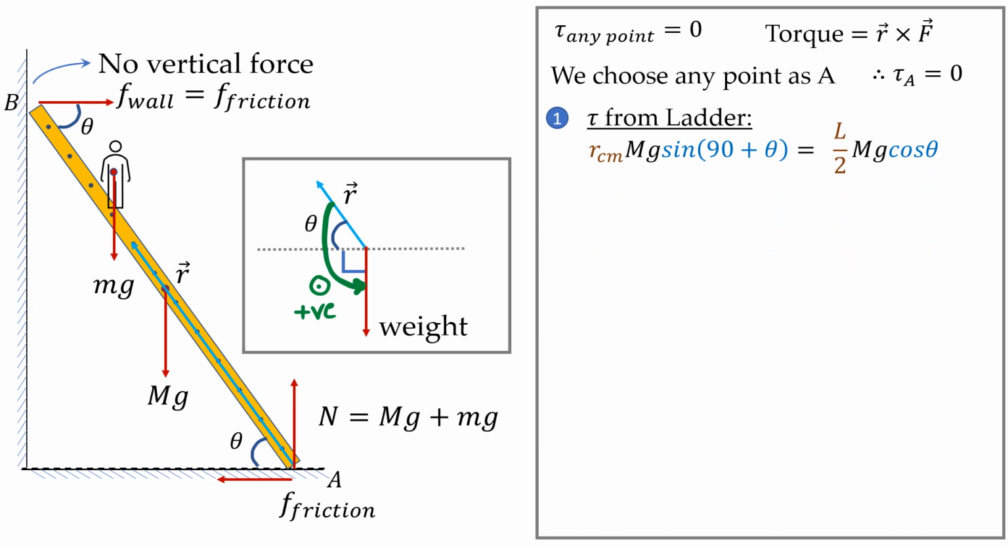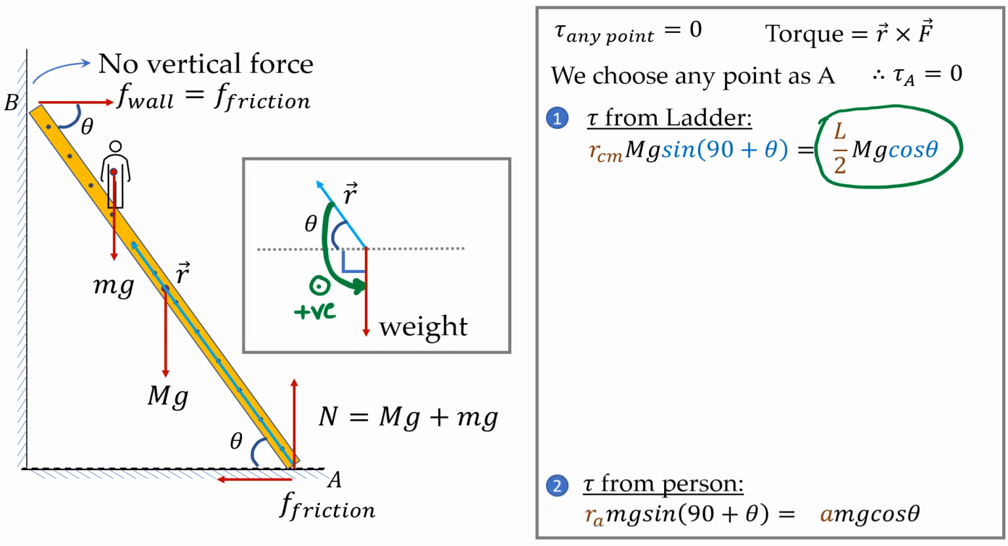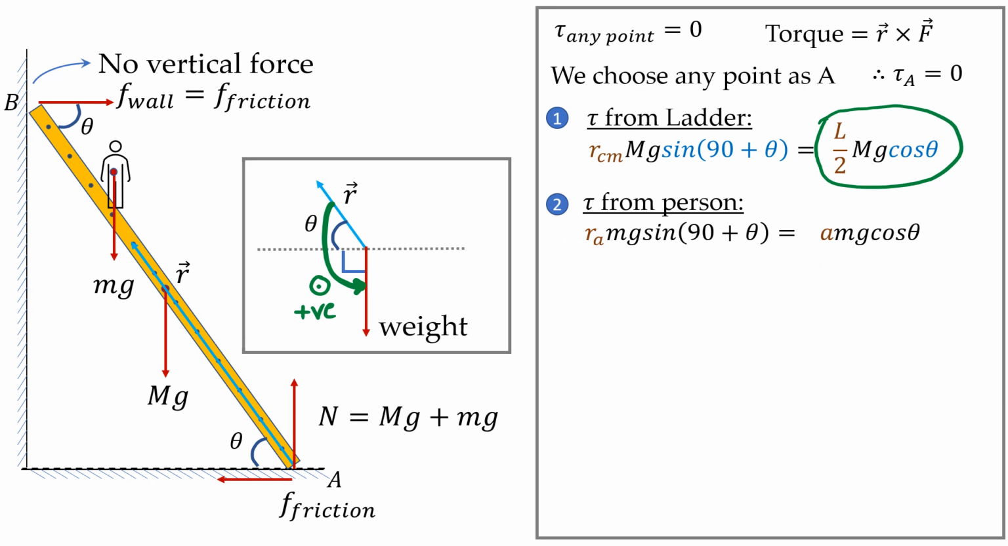The actual torque will be given as the magnitude of the position vector times force times sine of the angle in between. The angle in between is 90 plus theta. From mathematics, we know sine of 90 plus theta equals cos theta. So we get a simple expression. Now we do the same thing for the person. It is exactly the same. The only difference is the magnitude of the position vector, which is A. And we get this as the torque from the person.